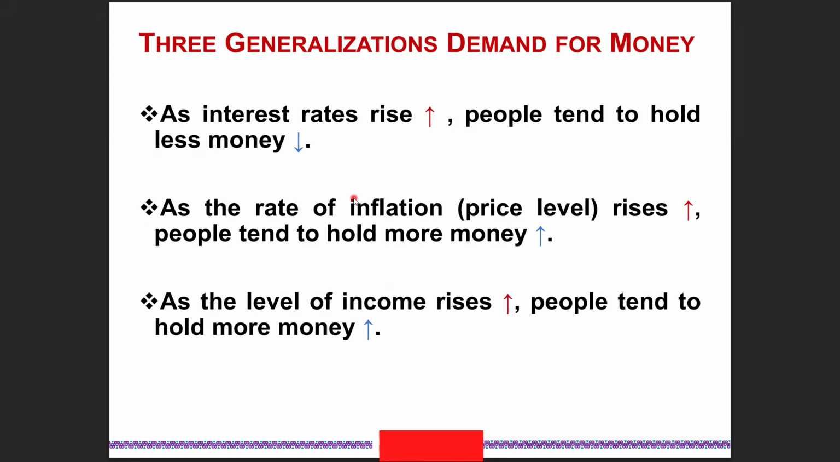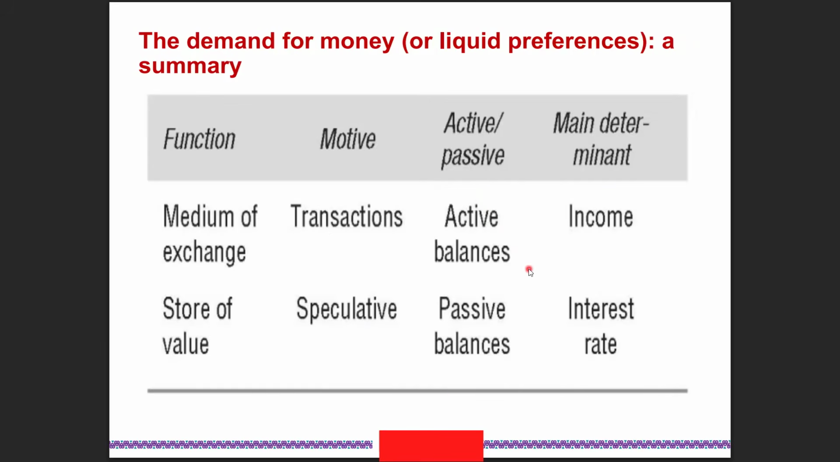So three generalizations of demand for money. As interest rate increases, people tend to hold less money. As I mentioned, guys, if interest rate increases, we want to hold less money, right? Because we want to invest that money rather than just holding it. As the rate of inflation increases, people want to hold more money. Obviously, if prices increase, we want more money so that we can afford these goods, right? As the level of income rises, people hold more money. Obviously, because if income rises, our spending increases, and then we demand more money. It's literally the same thing.